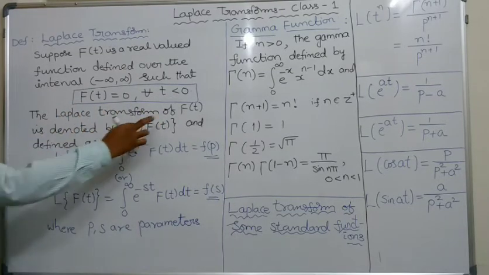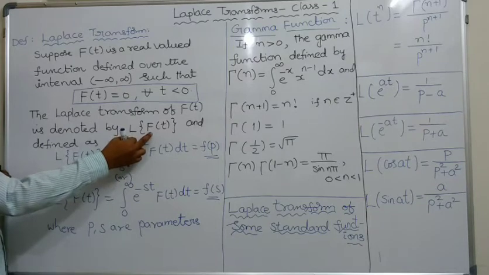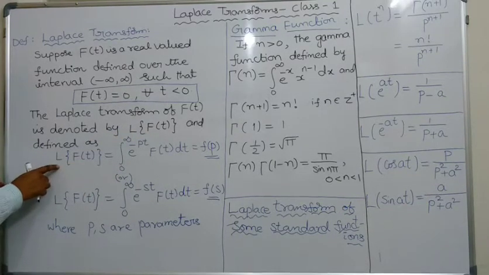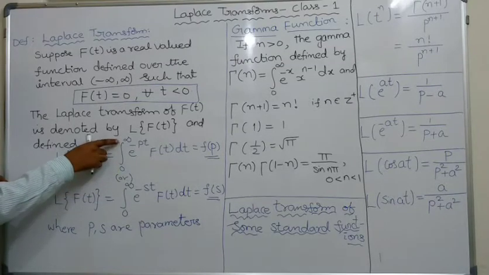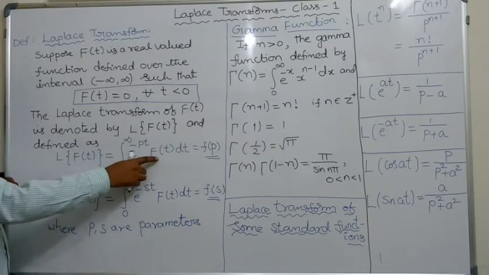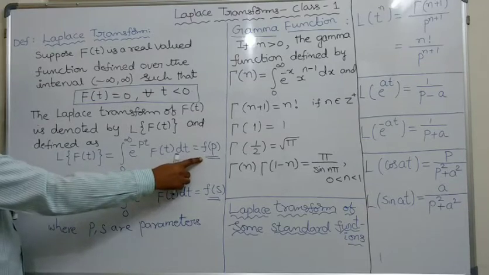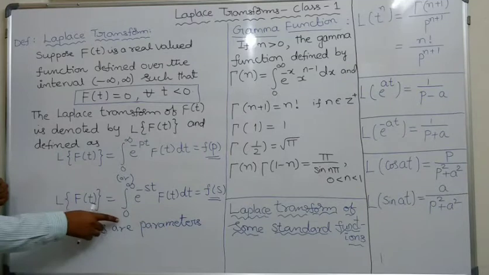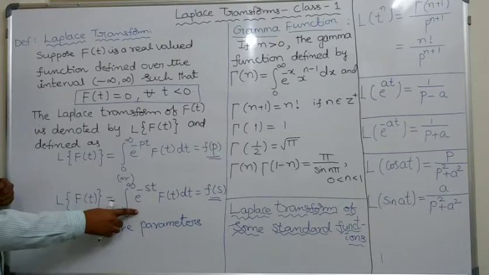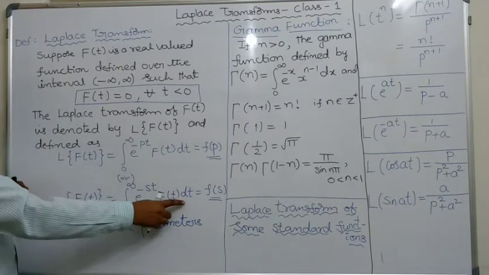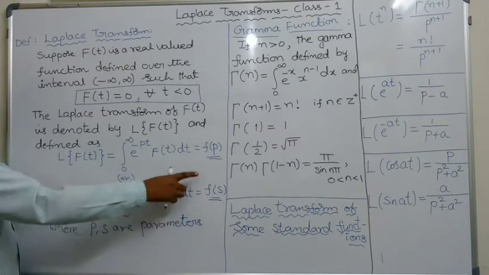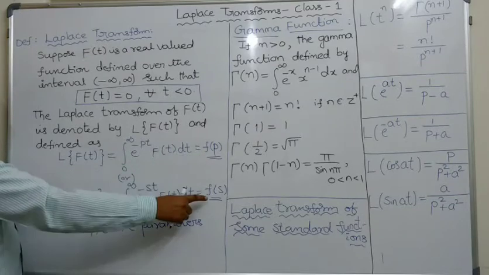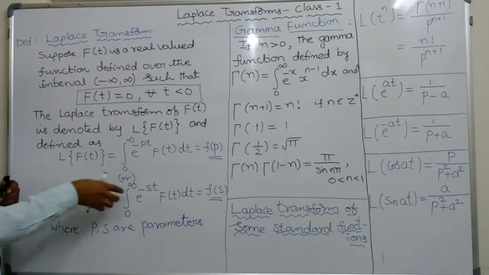The Laplace transform of f of t is denoted by L of f of t and defined as L of f of t is equal to integral 0 to infinity e power minus pt f of t dt, which is equal to F of p, or in other words L of f of t is equal to integral 0 to infinity e power minus st f of t dt, which is equal to F of s, where both p and s are parameters. The symbols F of p and F of s denote these integrals.